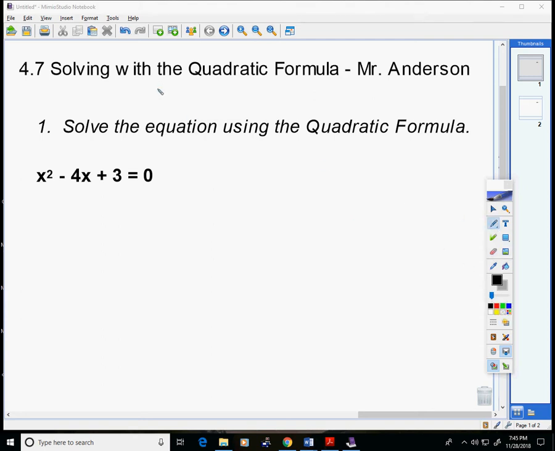Welcome, this is Mr. Anderson, and this is instruction solving with the quadratic formula. This is from Chapter 4, Section 7.